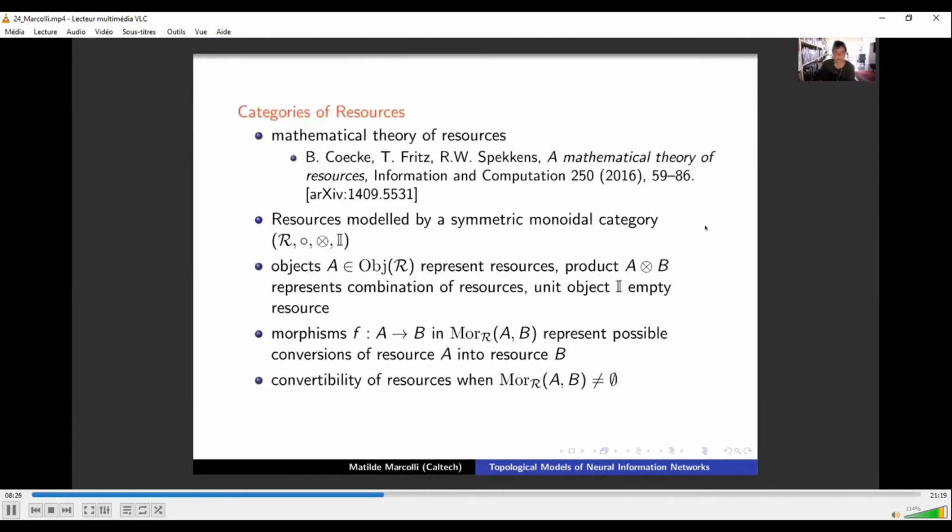So the basic idea about the mathematical theory of resources is that resources form symmetric monoidal categories, so you can combine independent resources and also the resources of independent subsystems. And morphisms in this category represent the convertibility of resources. So not all resources are convertible, but whenever you have convertibility, you have a morphism in one direction.